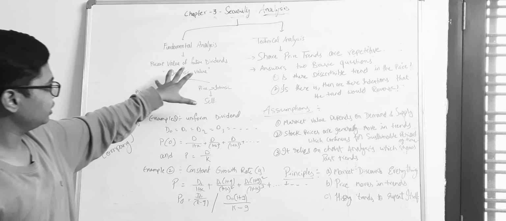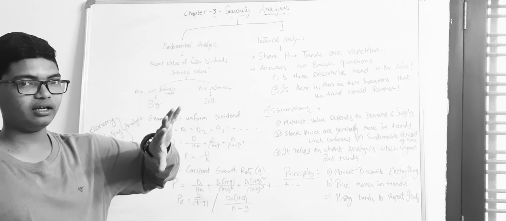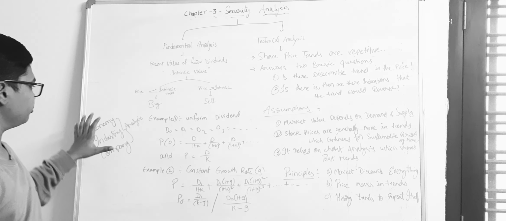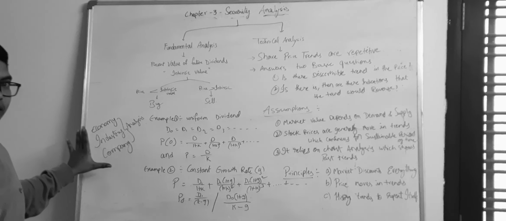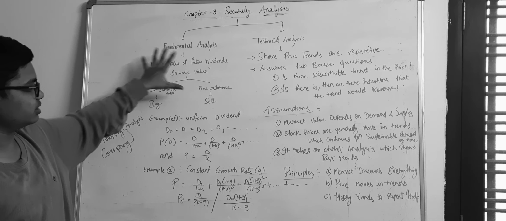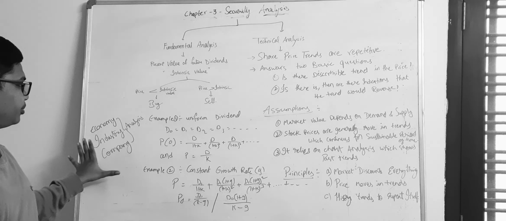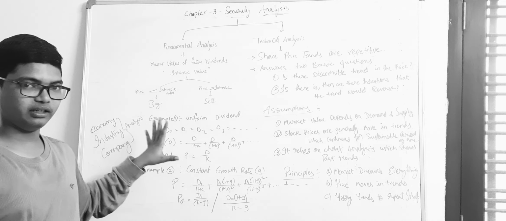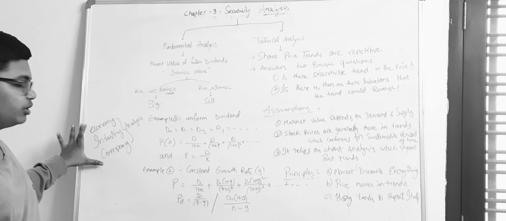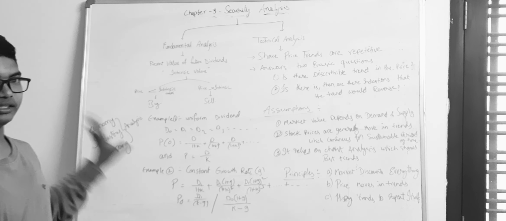Basically, for calculation of the intrinsic value, we should analyze three things: economy analysis, industry analysis, and company analysis. Under fundamental analysis, we are going to discuss economy analysis, industry analysis, and company analysis in detail, and in the next video we will discuss them in detail.